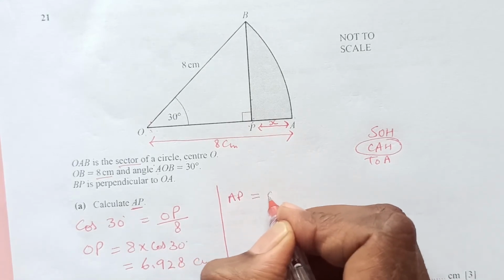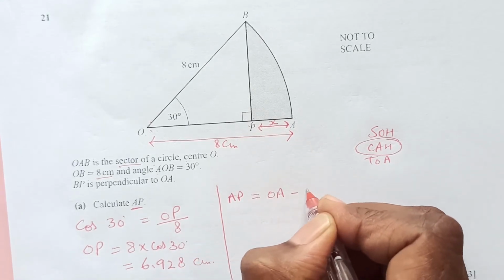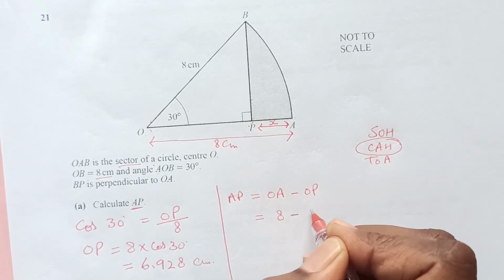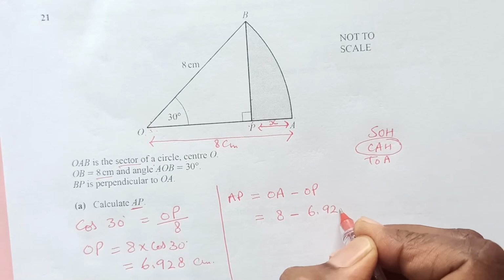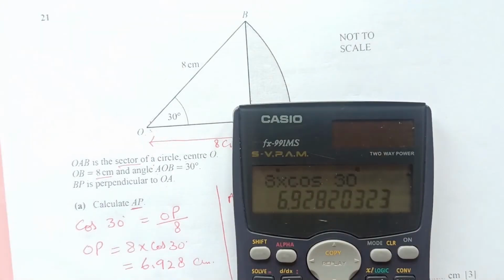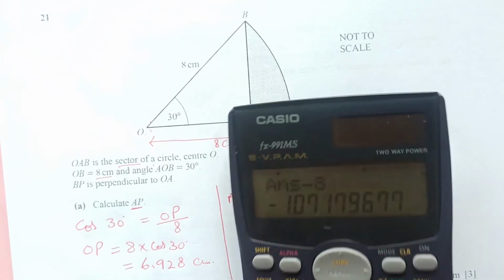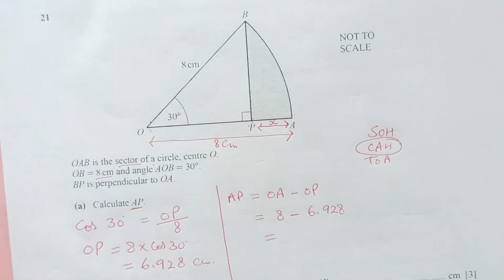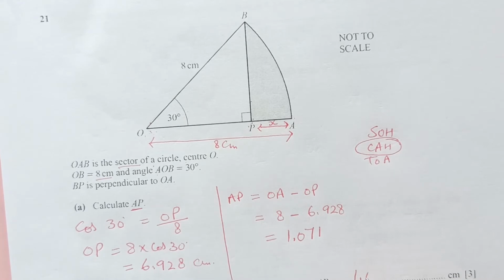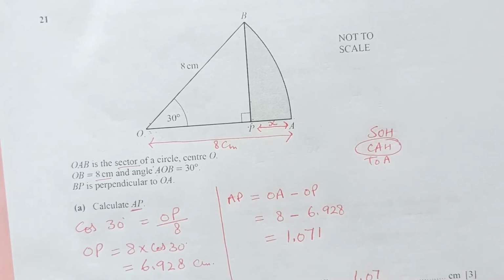So AP is OA minus OP. OA is 8 minus 6.928. Can just do it like that. This is 1.071. So we can write it down as 1.07 centimeters.